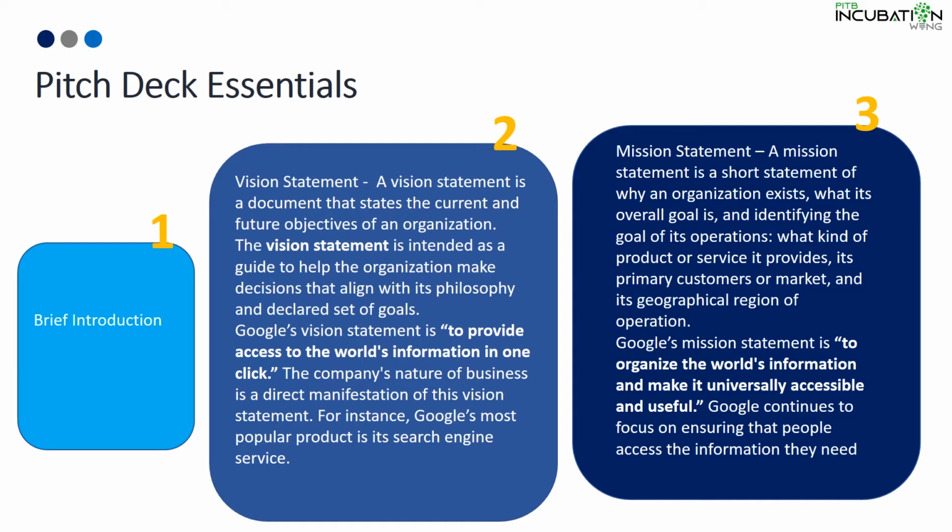Secondly, a vision statement. A vision statement is a document that states the current and the future objectives of an organization. The vision statement is intended as a guide to help the organization make decisions that align with its philosophy and declared sets of goals. Google's vision statement is to provide access to the world's information in one click. The company's nature of business is a direct manifestation of this vision statement. For instance, Google's most popular product is its search engine service.